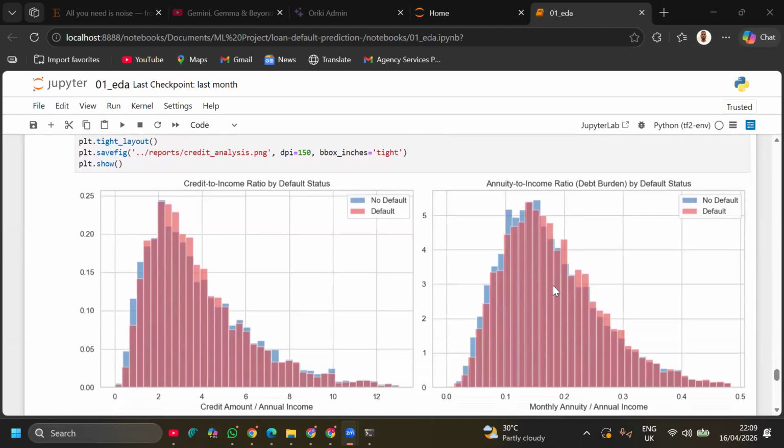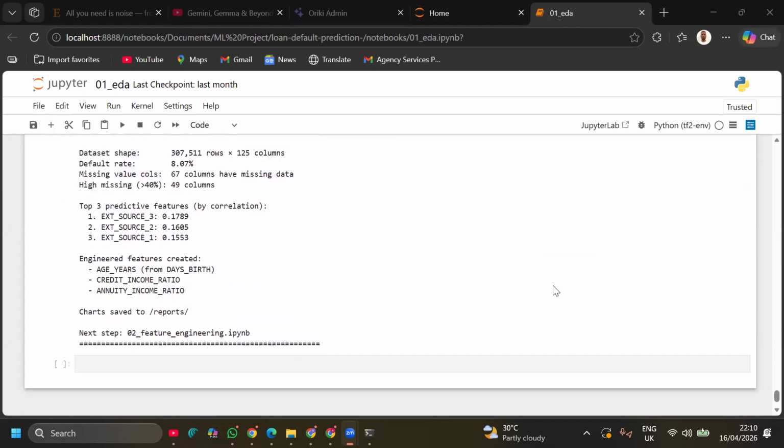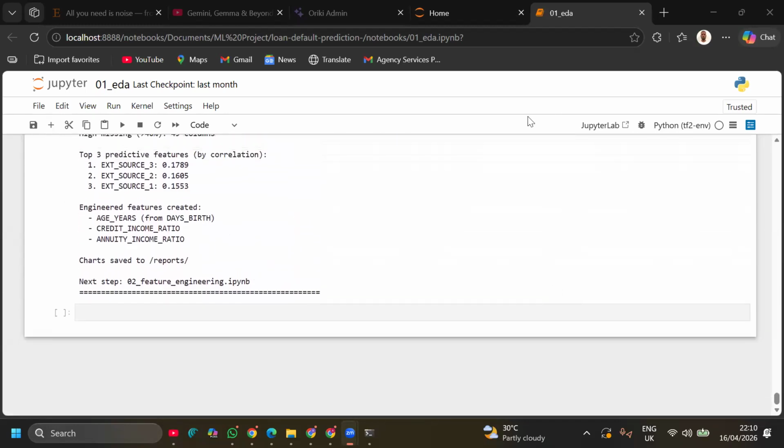So looking also at the credit to income ratio. So we want to see, the more income you have, does it have an impact on whether you are going to default or not. Okay. Then lastly, we also have the annuity to income ratio. So once you check your debt burden, does it actually affect your default? So that's that on the exploratory analysis.